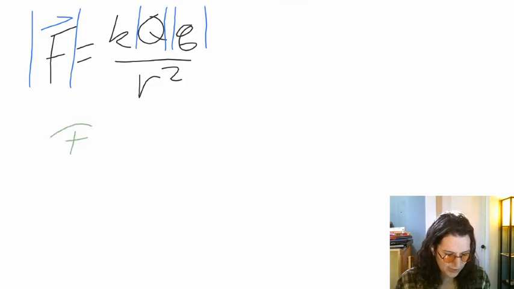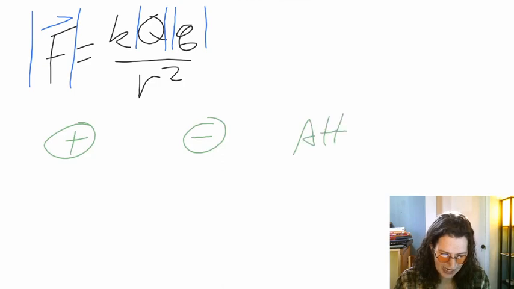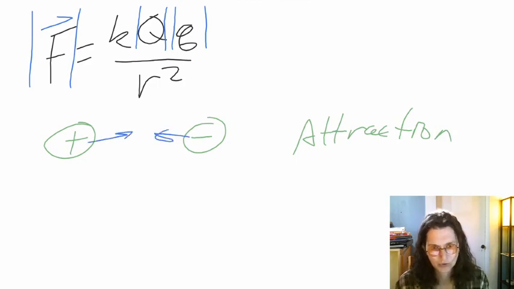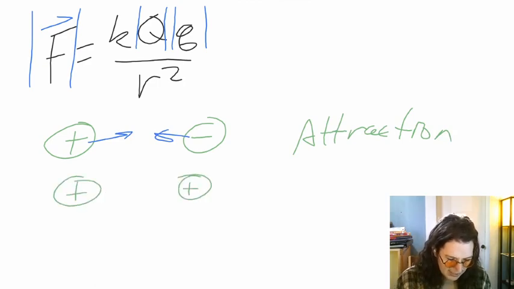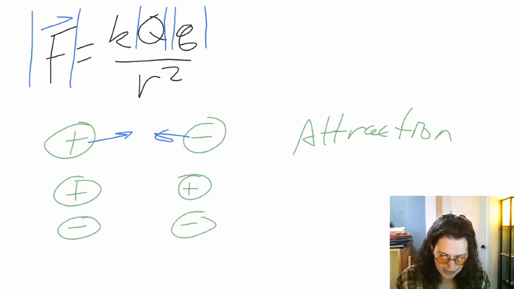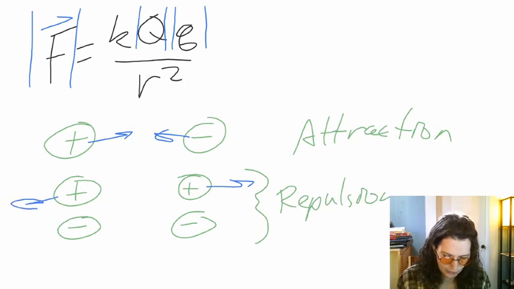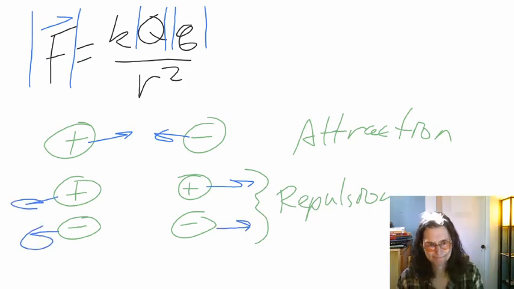So, for instance, if I have 2 charges, one positive and one negative, we're going to have an attraction between these 2 objects, and the force will pull each particle toward the other. If I have a positive and a positive, or a negative and a negative, in both cases we're going to have a repulsion, and these particles are going to push each other away, like that.